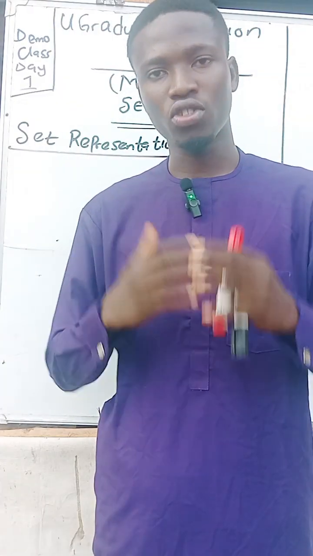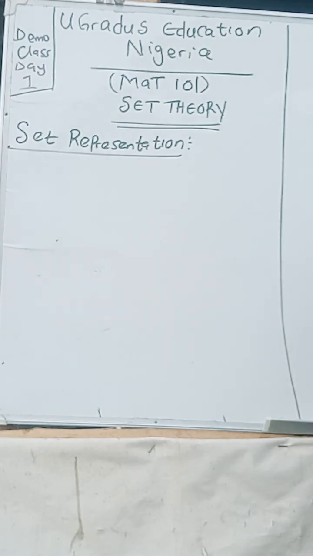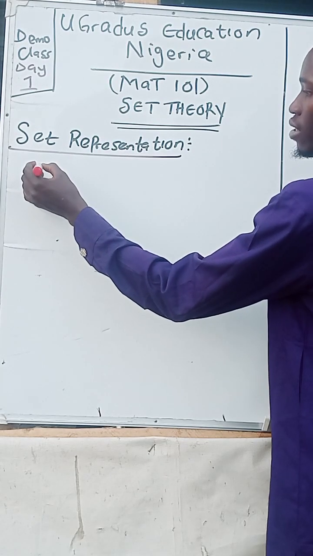So I will be continuing where we stopped from the class. This video is to support what I've taught in that group. All right. So we are going to continue from set representation. How can we represent a set? There are two ways of representing a set.